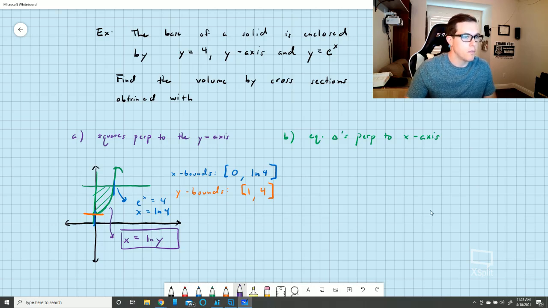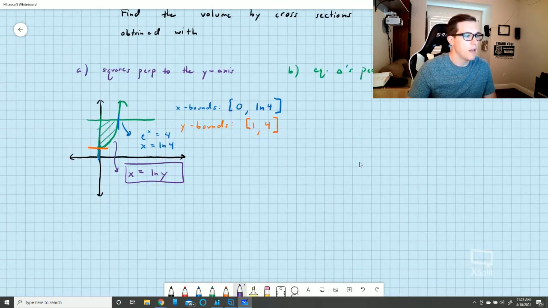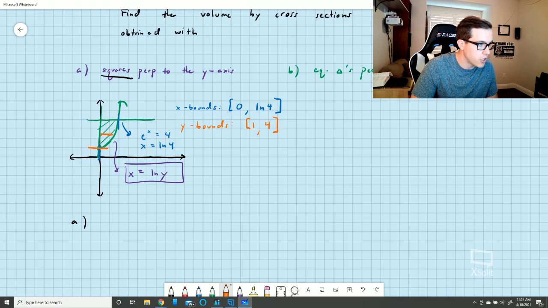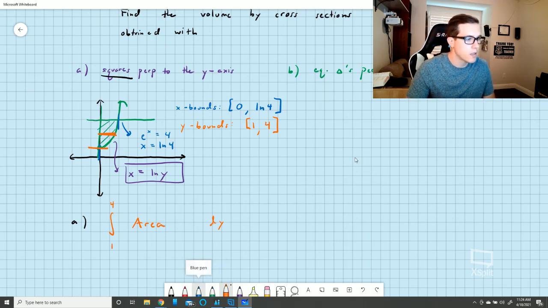So I'll do them kind of side by side. A first says squares, okay, perpendicular to the y-axis, which means this direction. So perpendicular to the y-axis, that means we are using y. So integral y bounds 1 to 4 dy of my area. Well, we are using squares, so the area is just base length squared. What is the base length? It is right minus left.